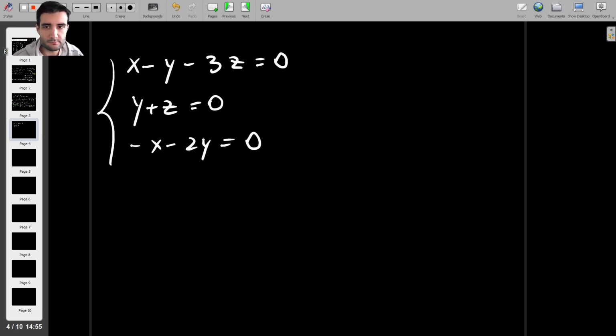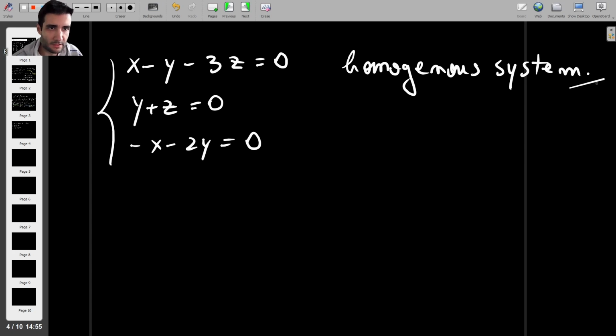Okay, so this is what we have. Let's try to see how we can solve this, first of all. You'll notice that at this point, this is actually a homogeneous system, which means that the only way to get solutions out of this is if at least two equations are dependent.